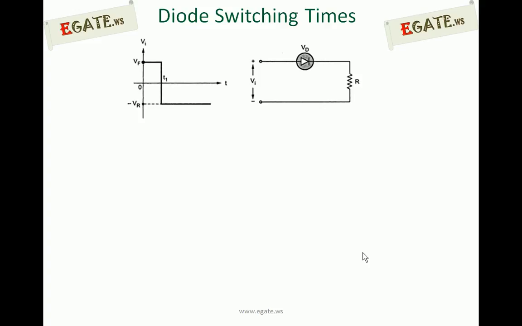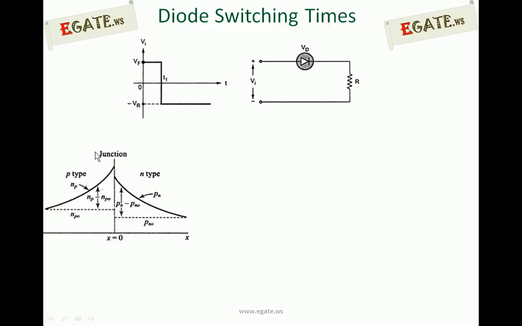Let us assume you are applying a voltage Vf to the diode, and the input voltage, we are assuming, for the duration of time t less than t1, is Vf. Vf is applied to this diode, so the diode is under forward bias, and assume that it is under steady state. So this is the situation that results. This is a minority carrier situation.